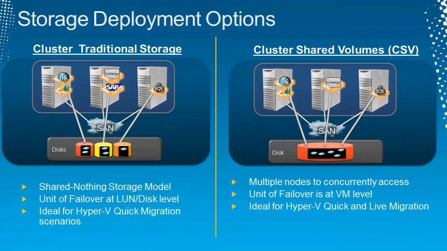If you have multiple LUNs, you can expose each LUN. In this case, you see 3 nodes with three LUNs exposed to 3 different nodes. When a node fails, the workloads along with the disks move from one node of the cluster to the next node in the cluster. The unit of failover is at the LUN, at the disk level. It's ideal for quick migration scenarios: if the node fails, we automatically take care of moving the workloads and bringing them up on the next node in the cluster.